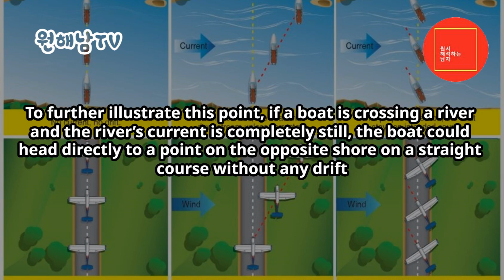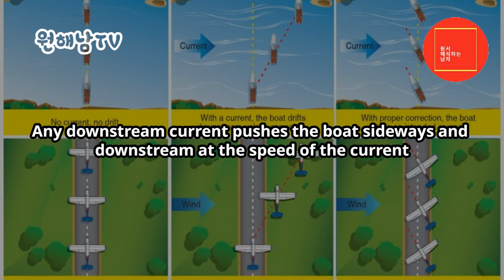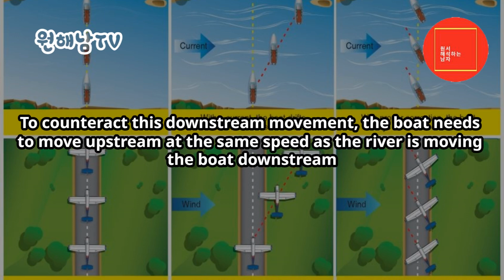To further illustrate this point, if a boat is crossing a river and the river's current is completely still, the boat could head directly to a point on the opposite shore on a straight course without any drift. However, rivers tend to have a downstream current that needs to be considered if the captain wants the boat to arrive at the opposite shore using a direct straight path. Any downstream current pushes the boat sideways and downstream at the speed of the current. To counteract this downstream movement, the boat needs to move upstream at the same speed as the river is moving the boat downstream.